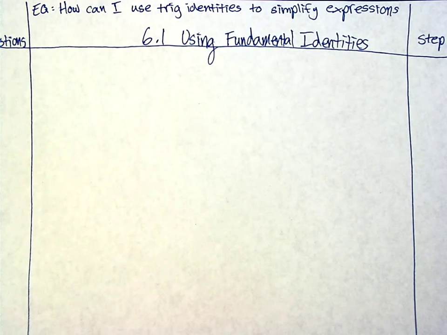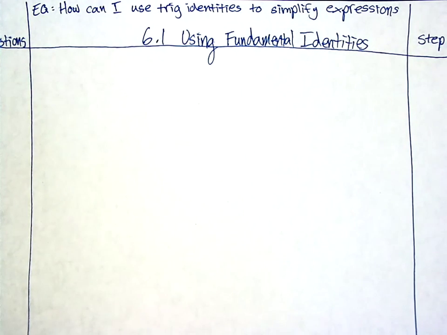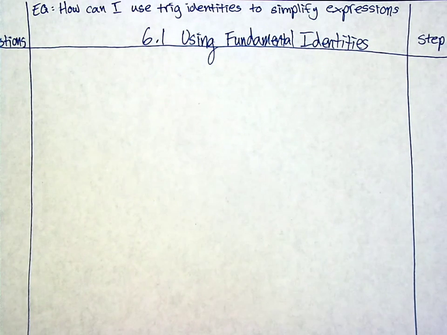So, after the benchmark, we are going backwards actually to 6.1, using fundamental identities. The essential question today is, how can I use trig identities to simplify expressions? Now, we've skipped over this part because it wasn't necessary in calculating stuff like double angle and half angle, but in terms of working with trig, it's really important that you see the connection between different trig functions.